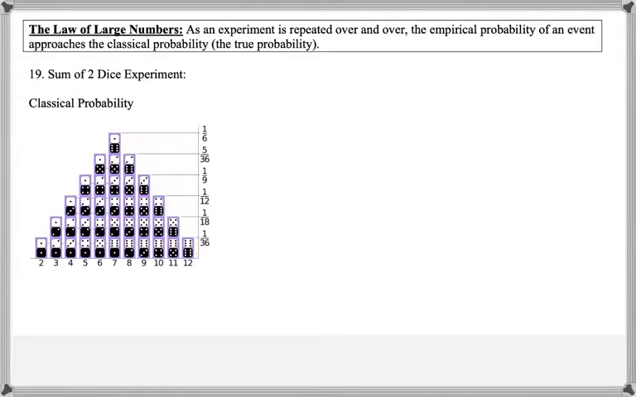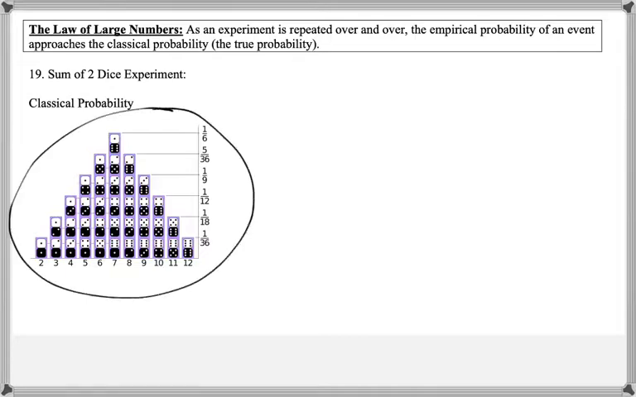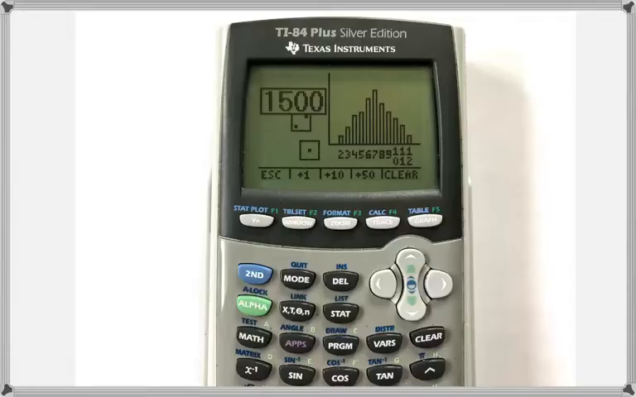Now again, looking at the law of large numbers, as the experiment is repeated over and over, the empirical probability should approach the classical probability. So it should be looking like this. And I went up to 1,500 rolls, and it does look pretty close.